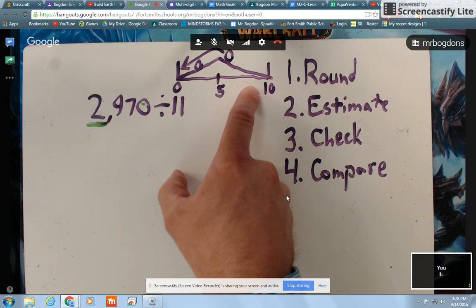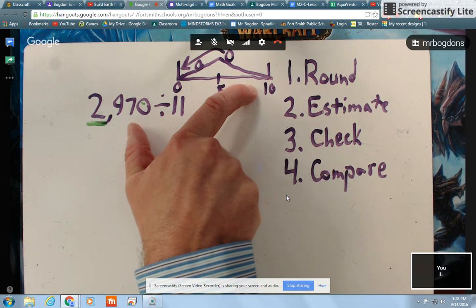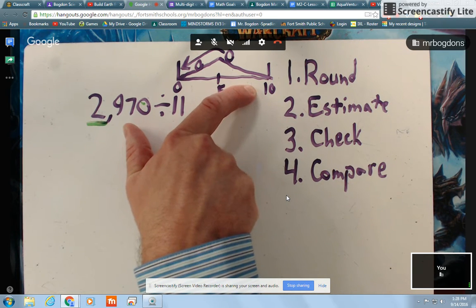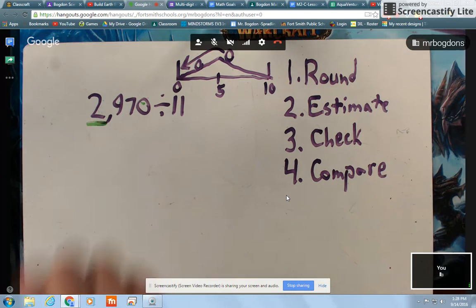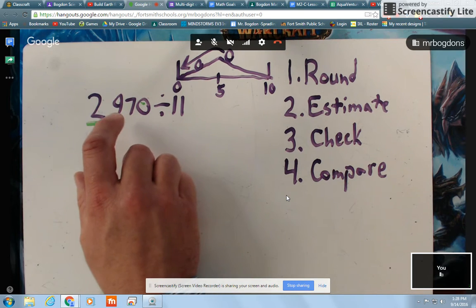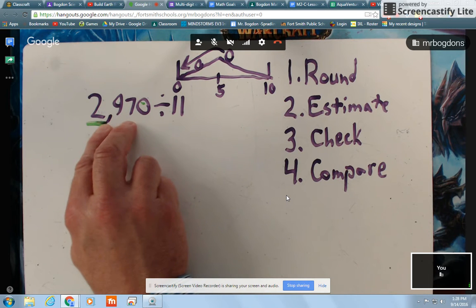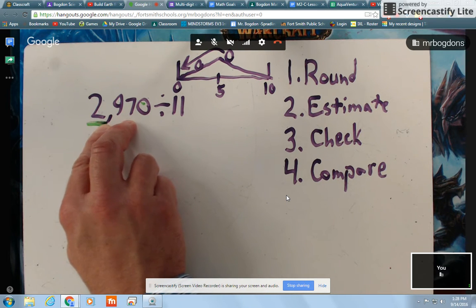Okay, so I have a 9. 5 or more, raise the score. Is 9 greater than 5? Okay, so am I going to round it up to 3,000, or am I going to round it all the way back down to 2,000? 3,000. It's much closer to 30 than it is to 20, right? That's another way to think about it.